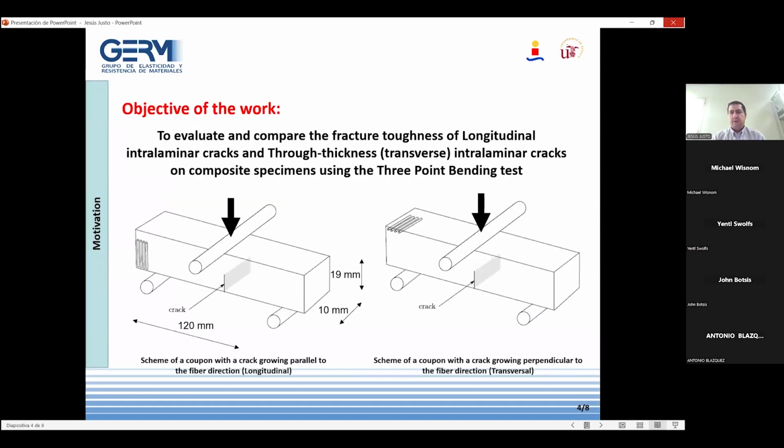So the objective of the work was to evaluate and compare the fracture toughness in the longitudinal case and through the thickness case, both intralaminar. These are the sizes of the coupon, and you can check that in the longitudinal one, the fibers are oriented vertically, so the crack propagates parallel to the fibers, and in the transverse case, the fibers are horizontal, so the crack propagates perpendicular to the fibers.